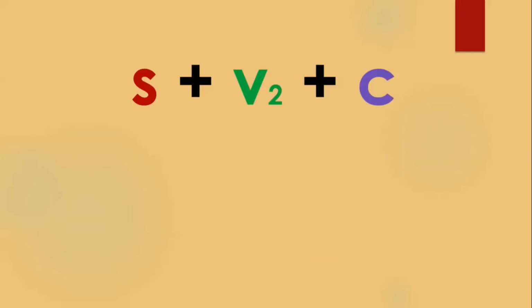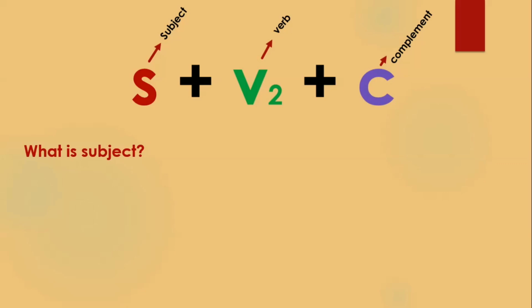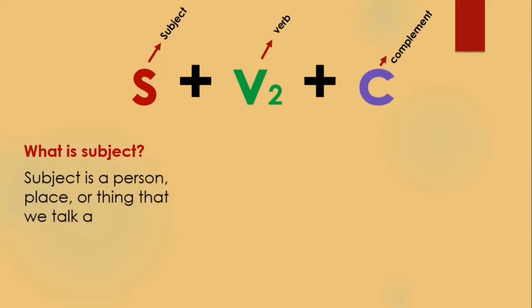This is the structure of past simple. S stands for subject, V stands for verb, and C stands for complement. What is subject? Subject is a person, place, or a thing that we talk about. For example, John fixed the car. And here John is the subject. Why? Because we are talking about John.